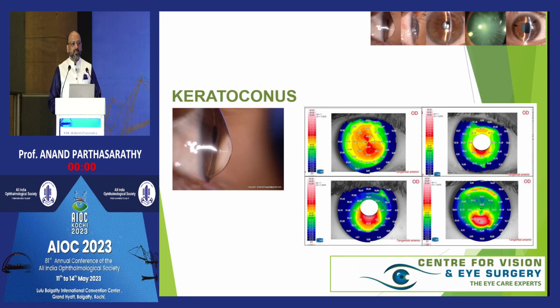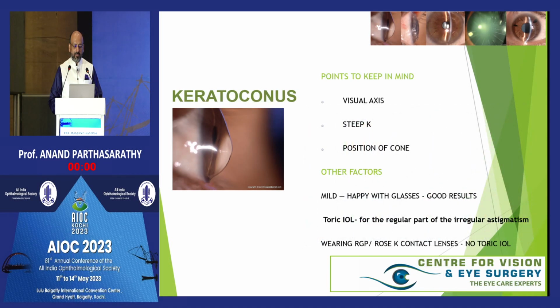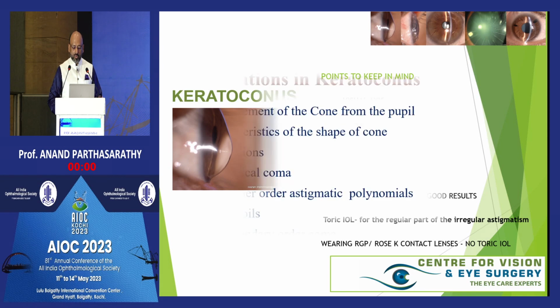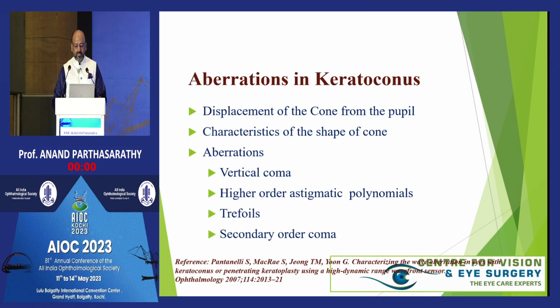There is one subset which we have started seeing a lot more of, keratoconus patients, which can be eccentric cones or central cones, or at least have some part of it having a regular astigmatism. The points to keep in mind are the visual axis, the steep keratometry, and the position of the cone. Remember that mild cases may still be happy with wearing glasses. Toric IOLs, if you have a regular part of the irregular astigmatism, you can still use. And if they are already wearing RGPs, maybe a good idea not to use toric IOLs.